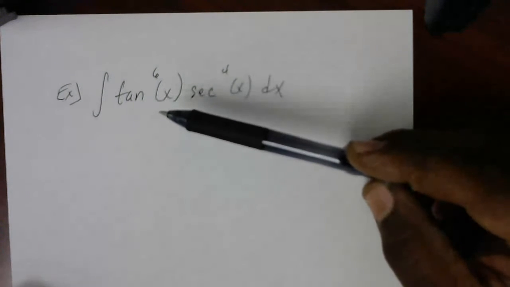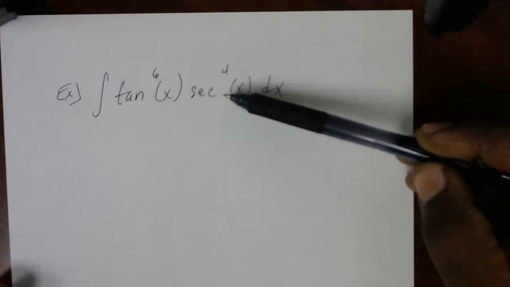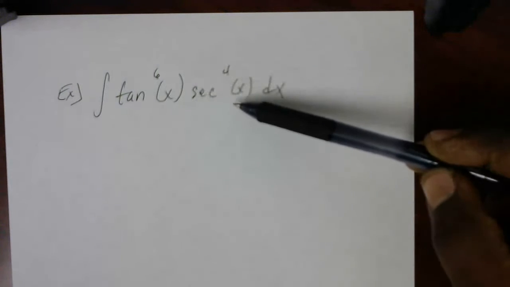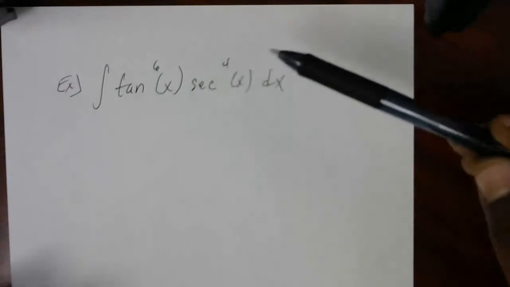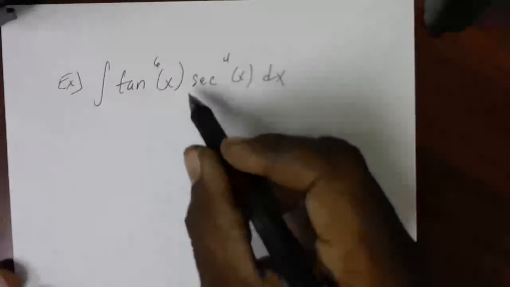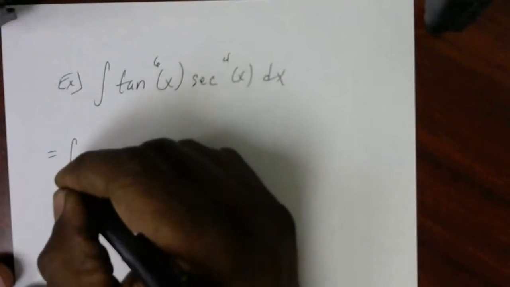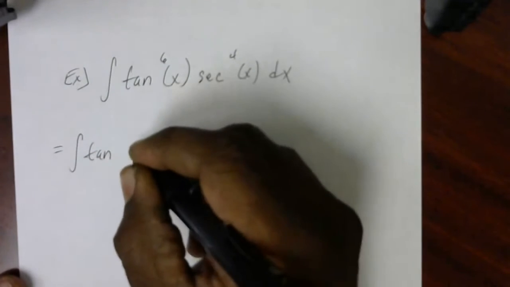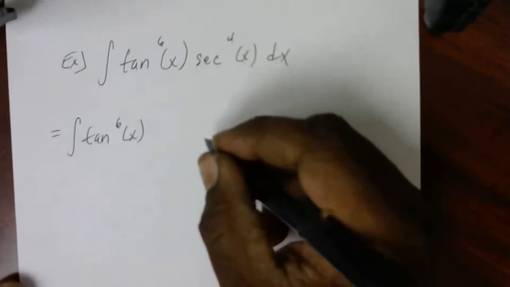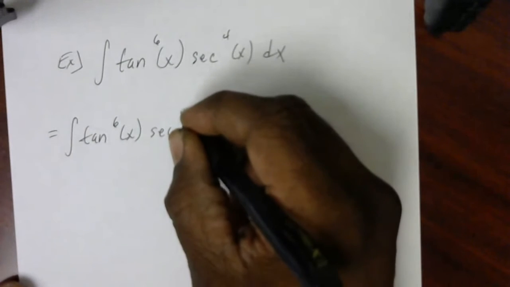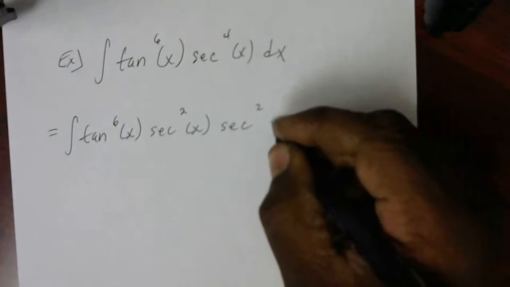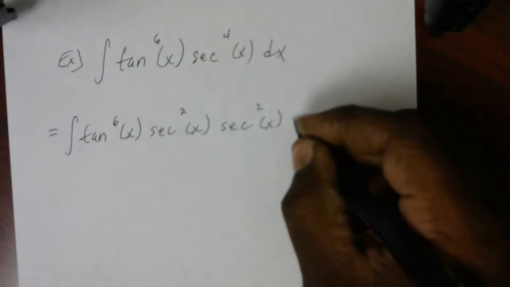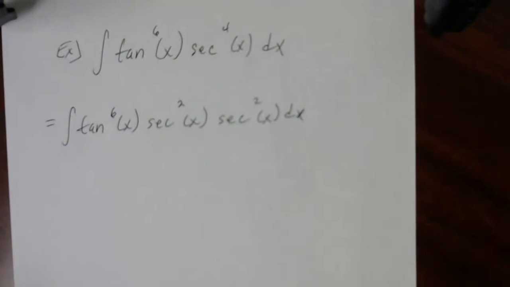All right, so since I don't have a tangent or a secant to the 1st, I can rewrite this as some type of secant to the 2nd power. So I'm going to rewrite this as the integral for tangent to the 6th power x times secant square x times another secant square x dx.